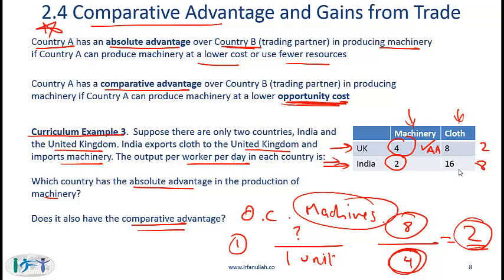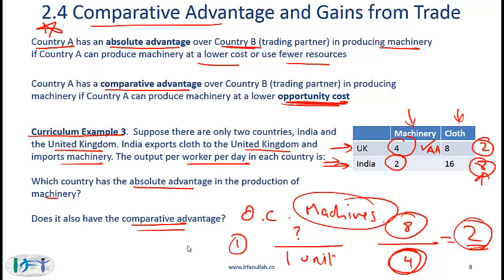So when you look at opportunity costs, clearly the opportunity cost of producing machines in the UK is much lower than the opportunity cost of producing machines in India. That number is 8. So in terms of comparative advantage, we can say that the UK also has a comparative advantage relative to India in producing machines.